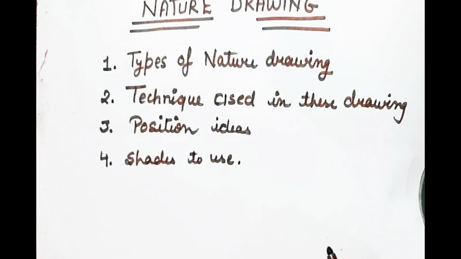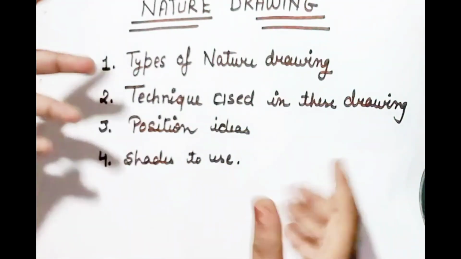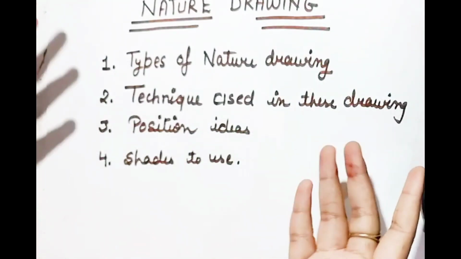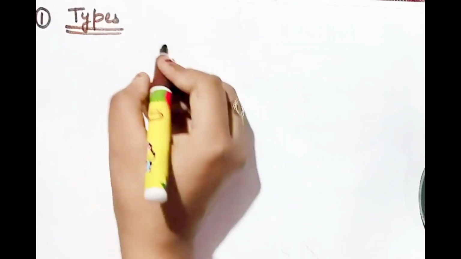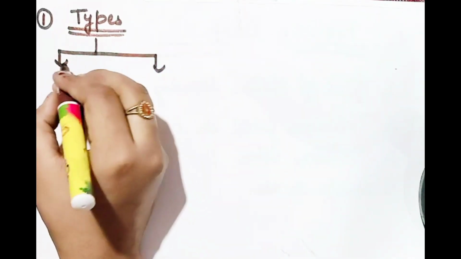The first one is types of nature drawing, the second is technique to use in nature drawing, the third one is position ideas, and the fourth one is shades to use. Now, I have talked about some points beforehand also, but I would like to explain it more now on the basis of nature drawing, not on other things. Okay, so the first one is types.